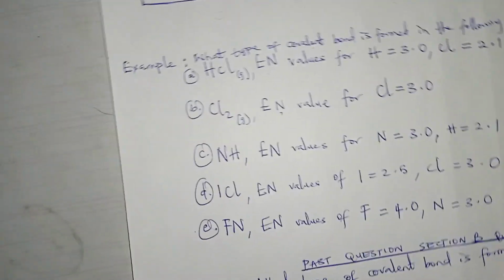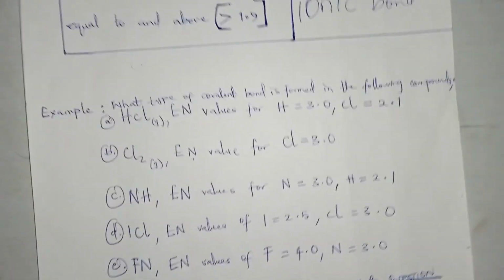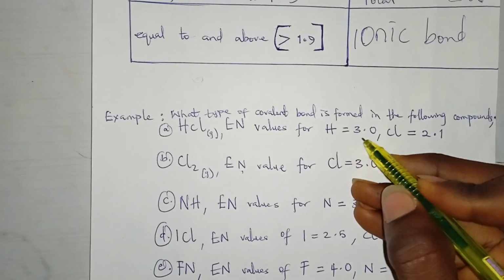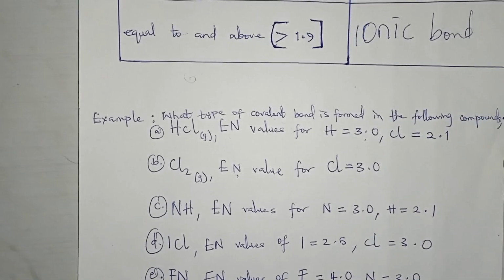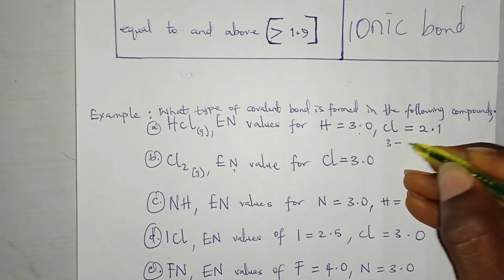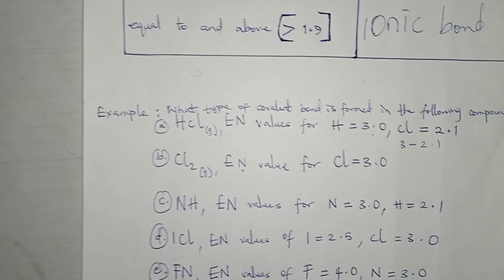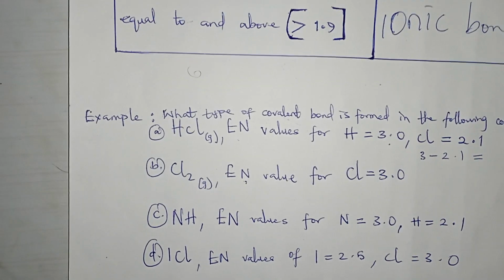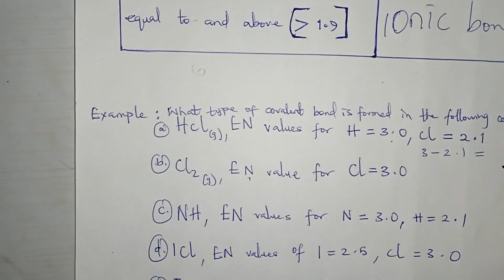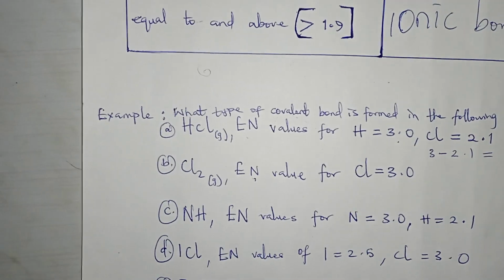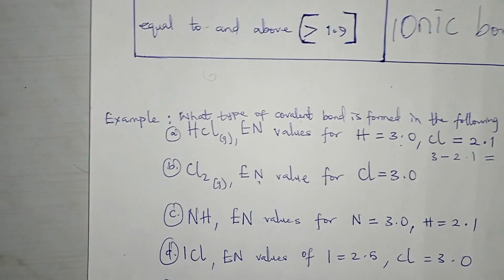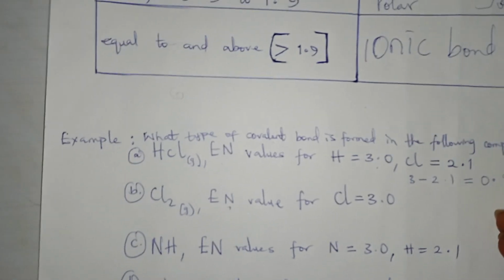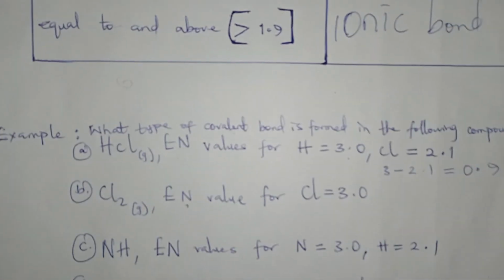They say, what type of covalent bond is formed in the following? So in the following, notice that I have 3.0 and I have 2.1. All I need to do is to say 3.0 minus 2.1. If I remove 2 from 3, I'll have 1. Now if I remove 0.1 from 1, this is the same thing as saying 0.9.